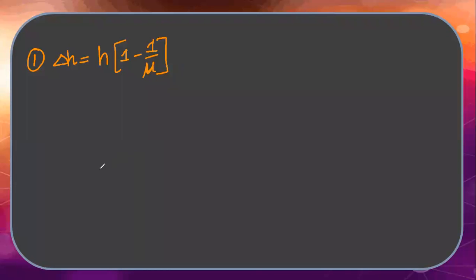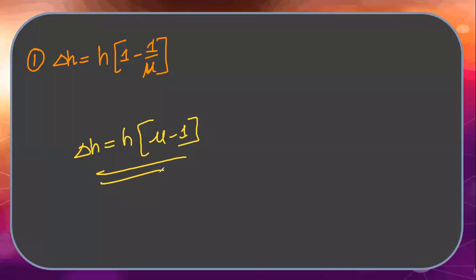Whenever we take that, for the fish, the bird appears more than its actual depth, more than its actual height. So delta H is equal to H into mu minus 1. Right? This we take.